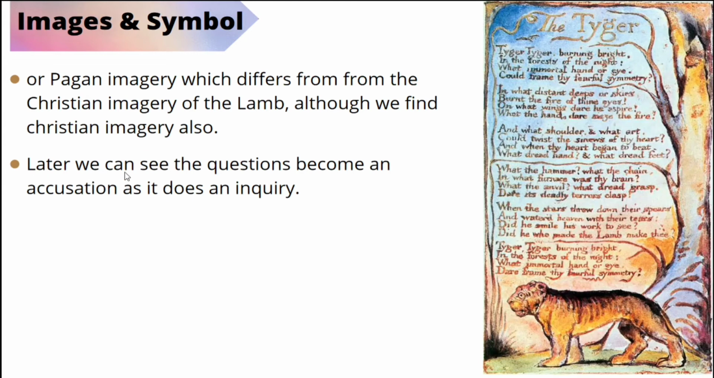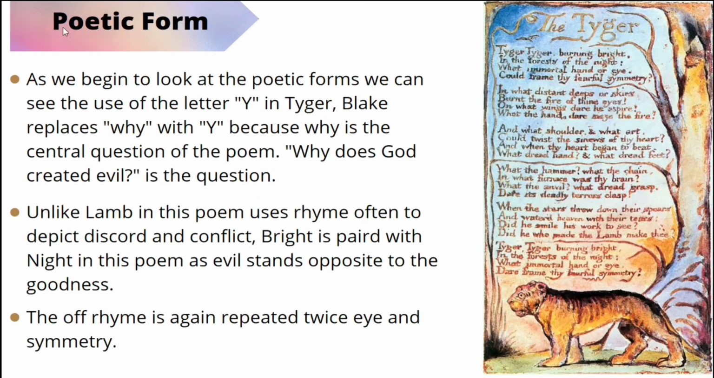So later we can see the questions become an accusation as much as an inquiry. So in poetic form we can see that in the use of the letter Y in Tyger, Blake replaces "why" with "why", because why is the central question of the poem. Again, this can be debated. So why does God create evil? This is the theory question. So this is the main question.